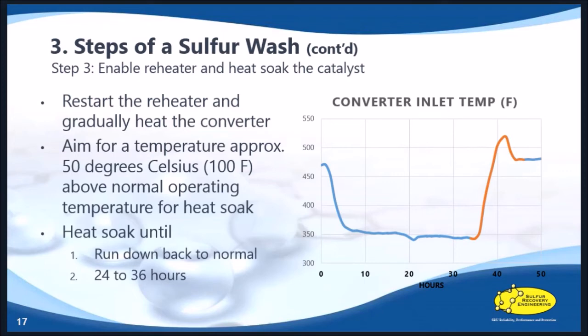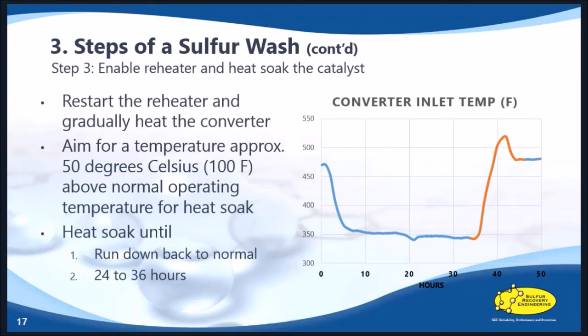And this is to heat up the Claus catalyst, do that heat soak, and get all that sulfur accumulation off the catalyst. We want to regenerate the catalyst. In doing so, we want to make sure that every single pore that had any sulfur plugging it up or accumulated on it gets liberated and collected in the downstream condenser.